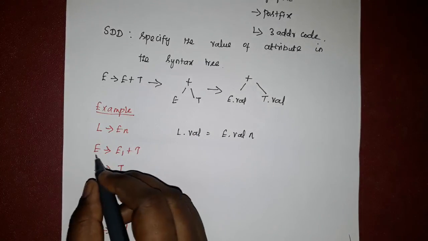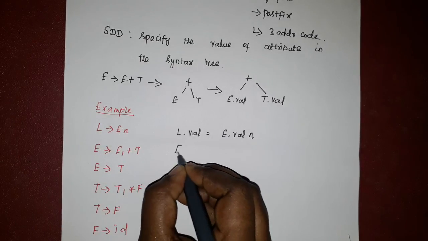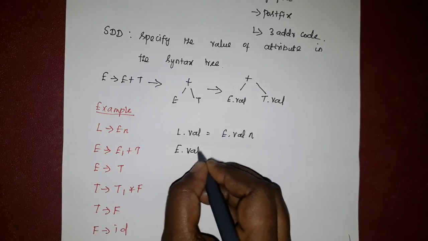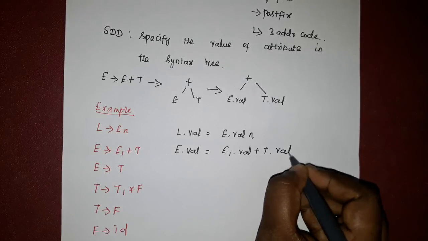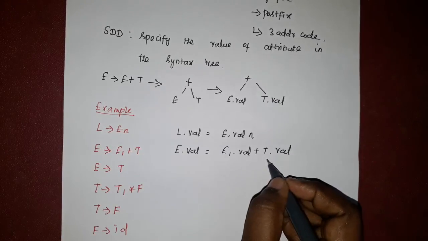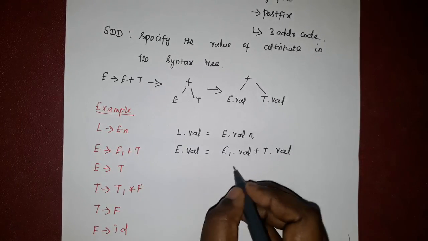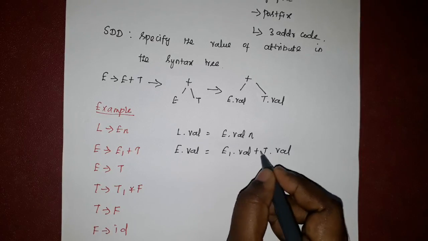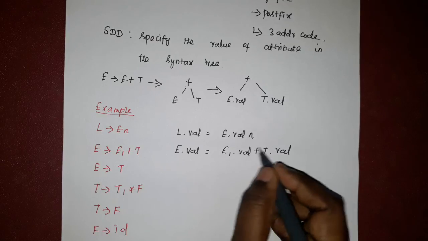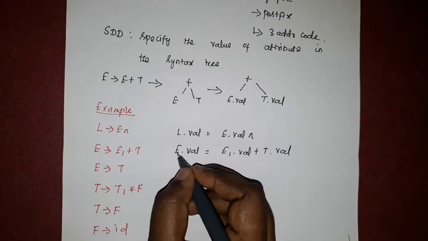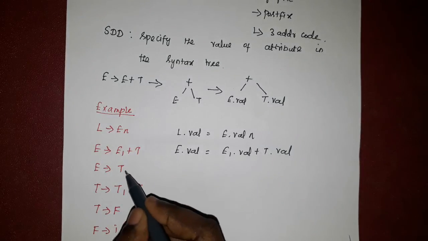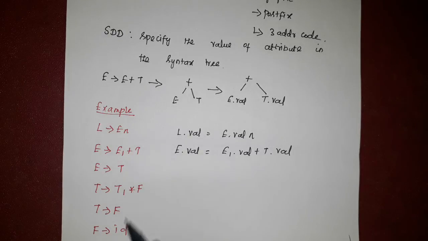Then the second expression is E tends to E1 plus T. So this can be evaluated: E dot value is equal to E1 dot value plus T dot value. So here E1 is one attribute and T is the second attribute. Both attribute values are specified and both are evaluated by the addition operation, and it can be stored in the expression E. So it is specified as E dot value. Similarly we can write the definition for all these expressions.